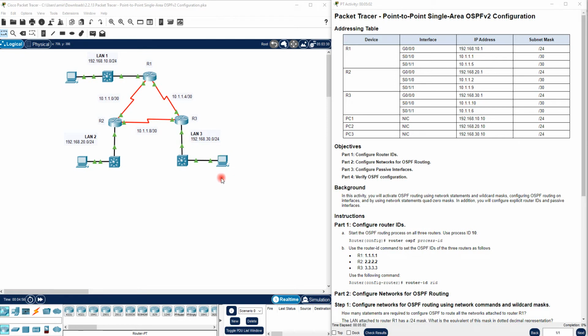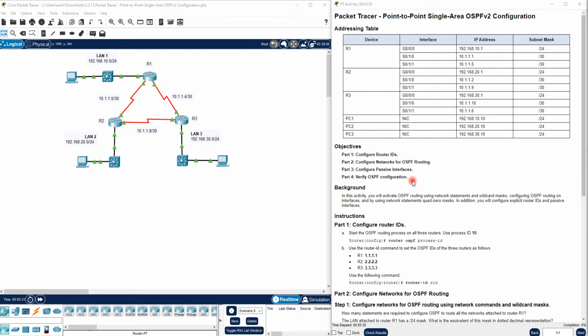We have 1, 2, 3, 4, 5, 6 networks here between the routers, and we want to establish a routing protocol between them, because a router works at layer 3, and to communicate together we need to have a routing protocol, as you know. And in this activity we should configure OSPF.